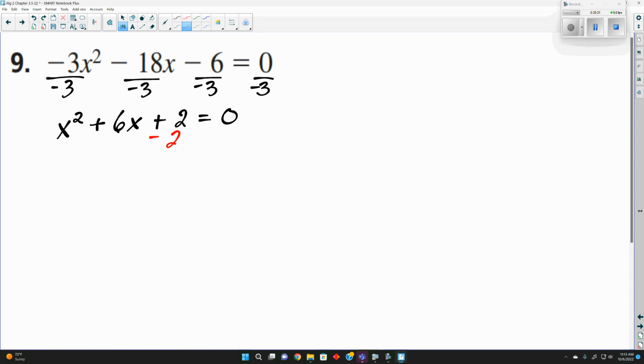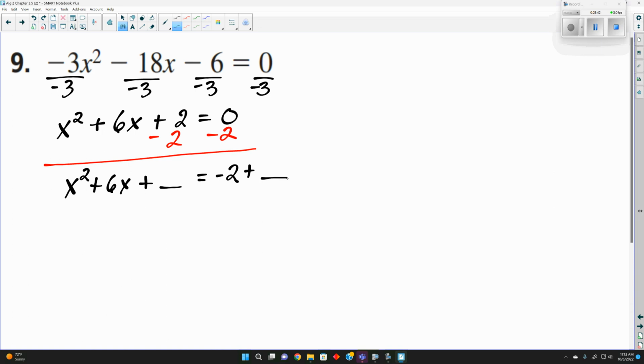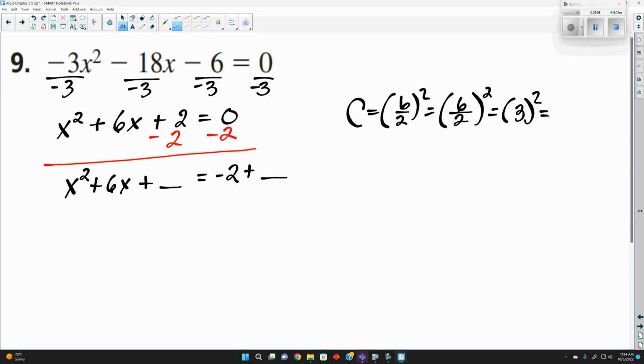Step 2, subtract 2 from both sides. 6x plus blank equals negative 2 plus blank. So c is equal to b over 2 squared. What's our b value this time? 6. So we have 6 divided by 2, which is 3, and 3 squared is 9. Okay, that takes care of steps 1 through 3.